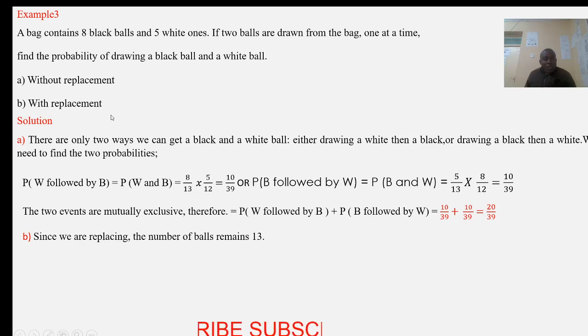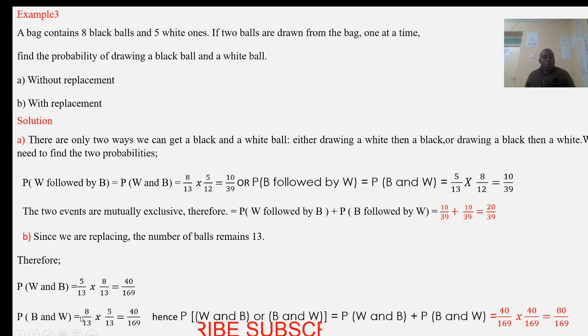Now with replacement, meaning you return them, so it remains 13 over 13. Therefore, the probability of white and black will be 5 over 13 times 8 over 13, which is 40 over 169. The probability of black and white is also the same, 8 over 13 times 5 over 13, because it is 13 each time. Remember, one is 13, another one is 12 when you remove one and do not replace, but here you have replaced, so you return another one of the same color.